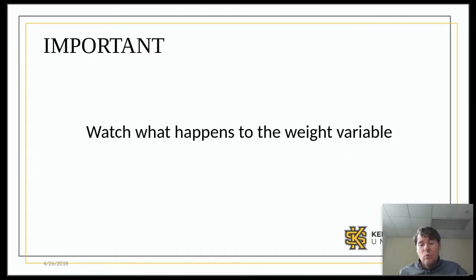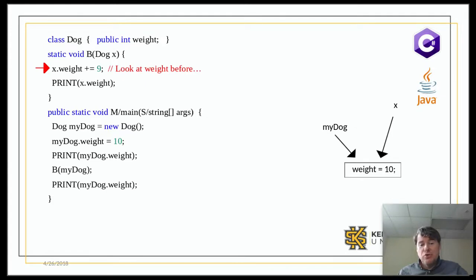So what does that mean to the original my dog down here in main? Well, since they're both references to the same object, they both see the weight has changed. Now this is again different than what was happening with the primitive types. In the primitive type, I got a whole new blob of memory that I was able to mess with when I called method B. But here, I get a blob of memory, but it is just a reference to the original object.